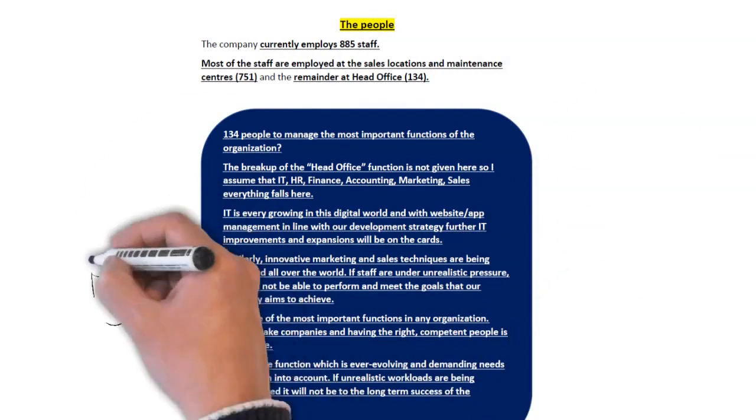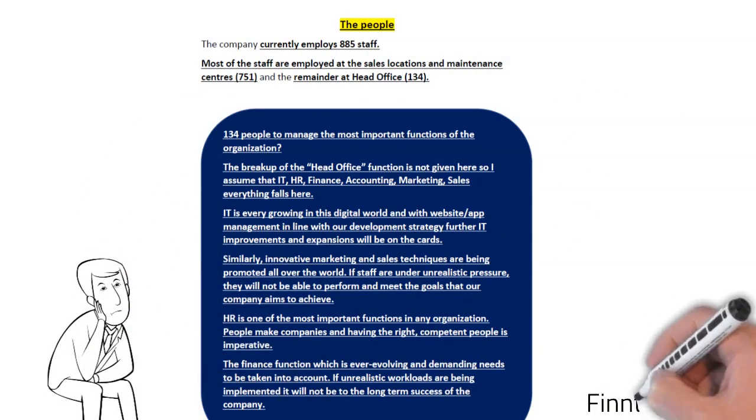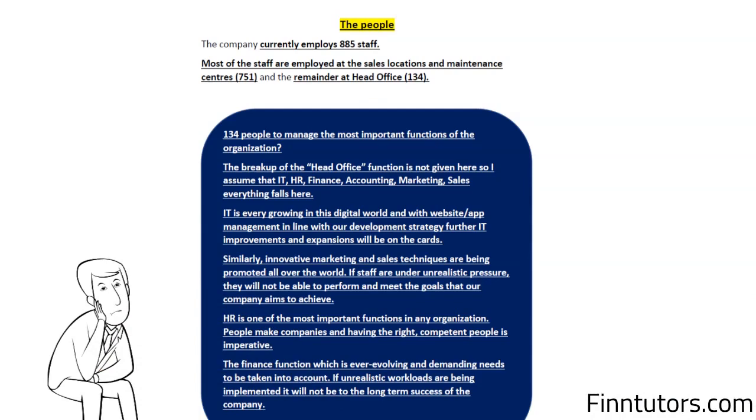Moving forward, they have told us about the people of this organization. Now, the company currently employs 885 staff. Most of the staff are employed at the sales locations and the maintenance centers, and the remainder at the head office, which is 134 people at the head office. Now, my question is, I'm thinking 134 people to manage the most important functions of the organization, because the head office controls everything, right? The head office makes all the planning, the strategy, the budgets, the direction, and all of that. So 134 people at the head office to deal with all of these important functions.